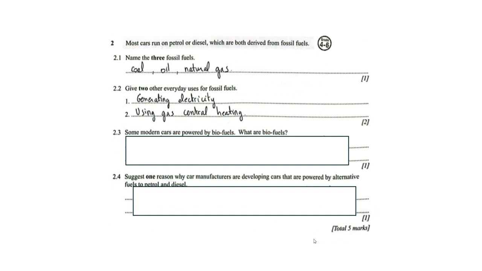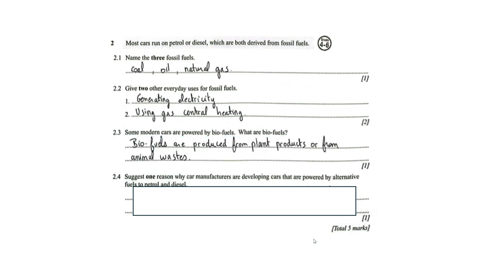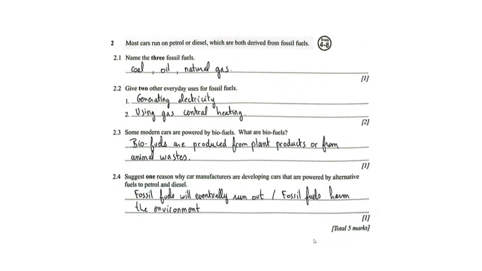Some modern cars are powered by biofuels. What are biofuels? So biofuels are produced from plants or plant products or from animal waste. Okay, and then they're going to be burned like regular fuel to release energy. Suggest one reason why car manufacturers are developing cars that are powered by alternative fuels to petrol and diesel. Because we're going to run out of fossil fuels at some point. And also fossil fuels are harming the environment by producing carbon dioxide and sometimes acid rain.